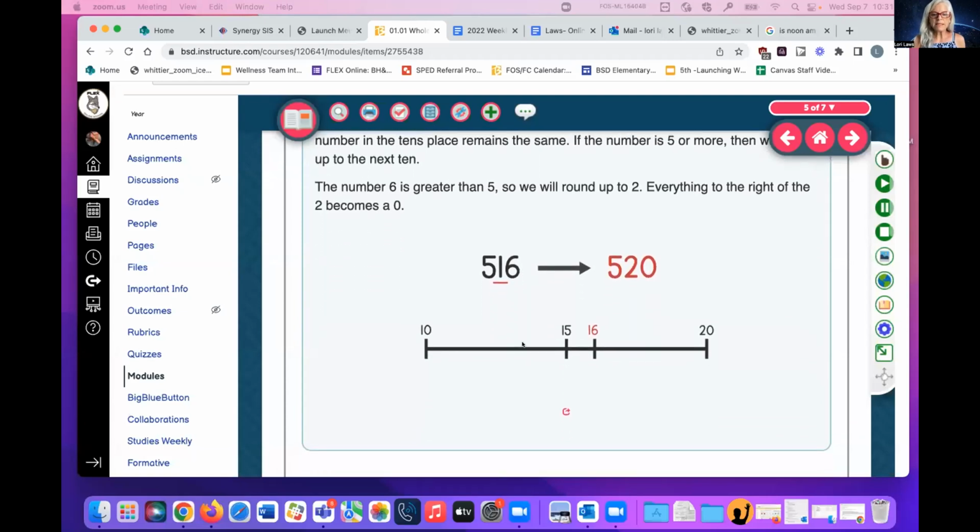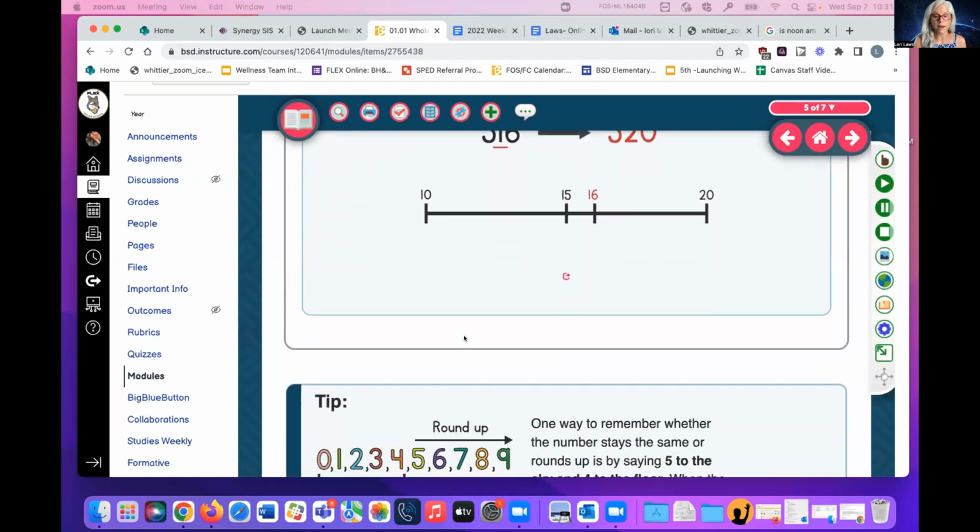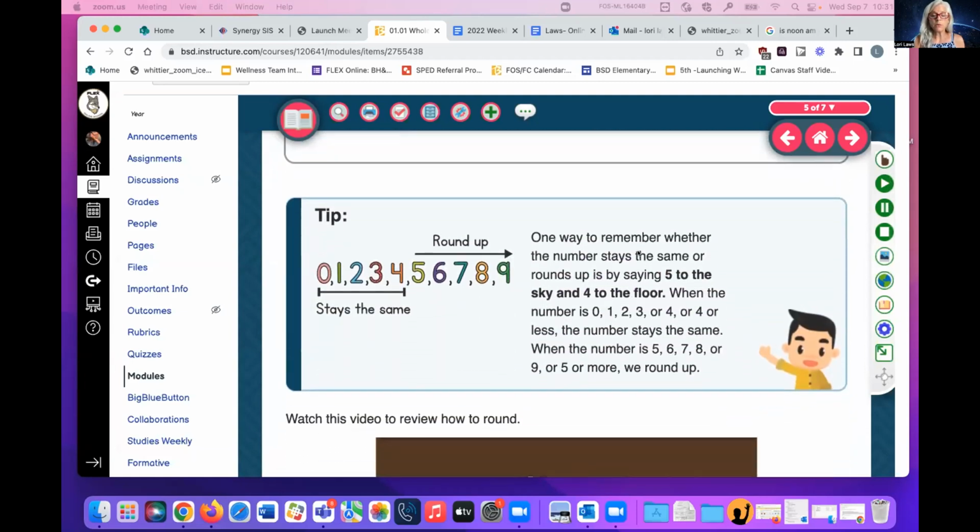So again, back to that lesson. And I know it's a long lesson. You need to pay attention to what you're rounding and the number to the right. Everything to the left of the number over here stays the same. Everything to the right of the number you're rounding is going to turn into 0. And you just have to say whether you're going to keep this number the same or go up 1. That's all you're doing. One way to remember if the number stays the same or rounds up is by saying "5 to the sky and 4 to the floor." When the number is 0, 1, 2, 3, 4, it stays the same. If the number is 5, 6, 7, 8, or 9, we round up.